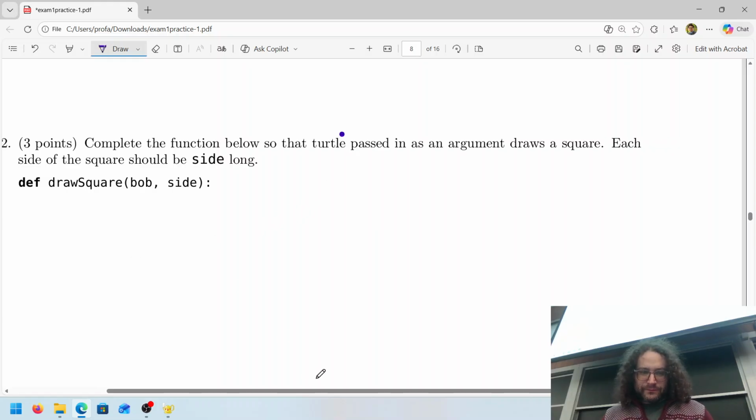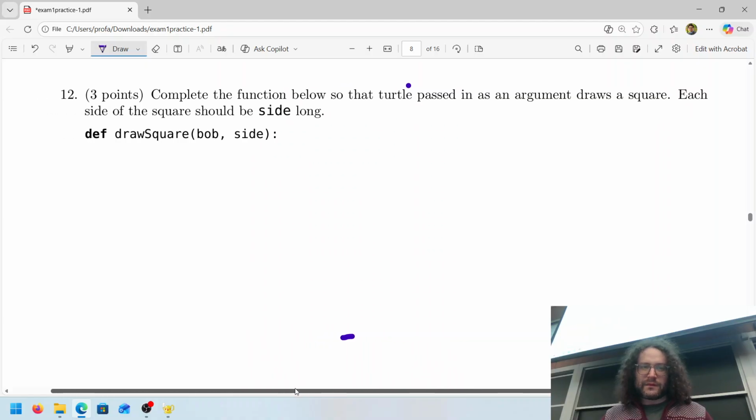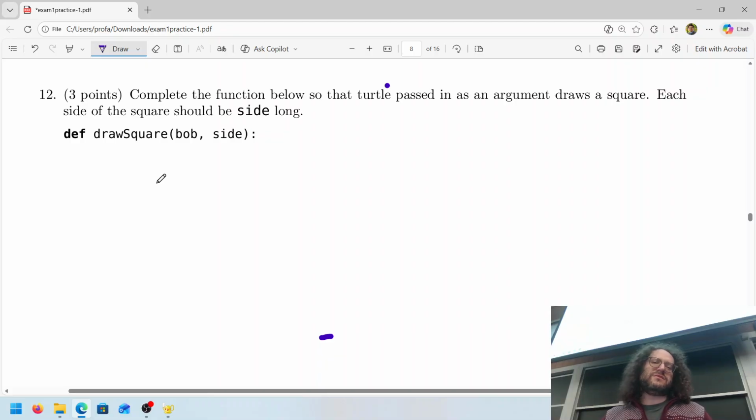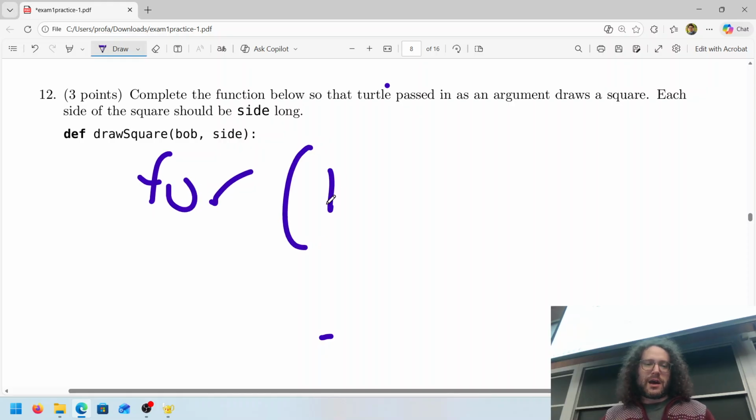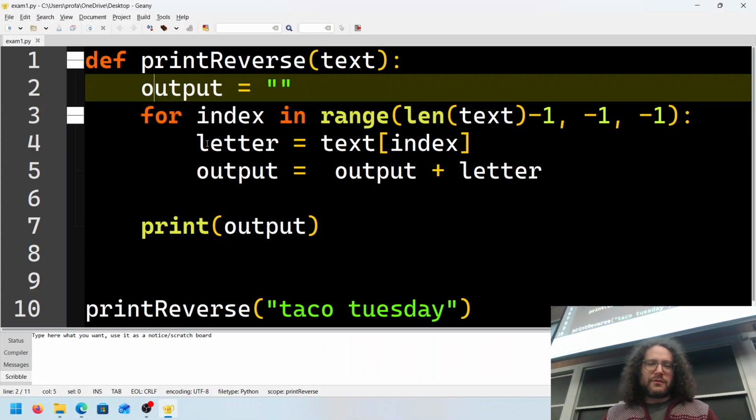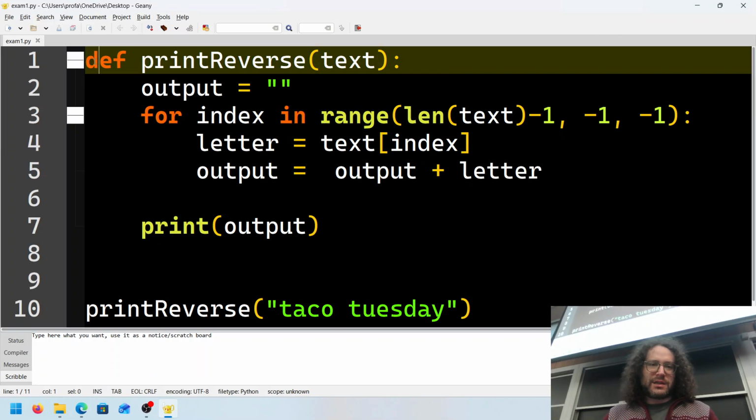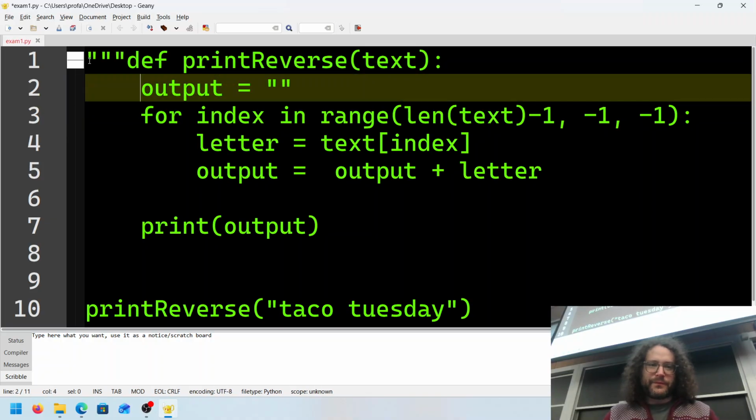Okay, so complete the function below so that the turtle passed as an argument draws a square. Each side should be side long. We've done this in class a number of times, right? Which is just simply saying 4, and in fact, I'll just type it over here, right? Okay, we need to just simply do boop, boop, boop.